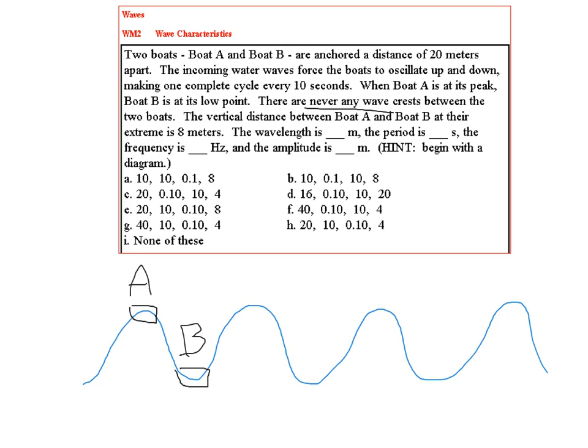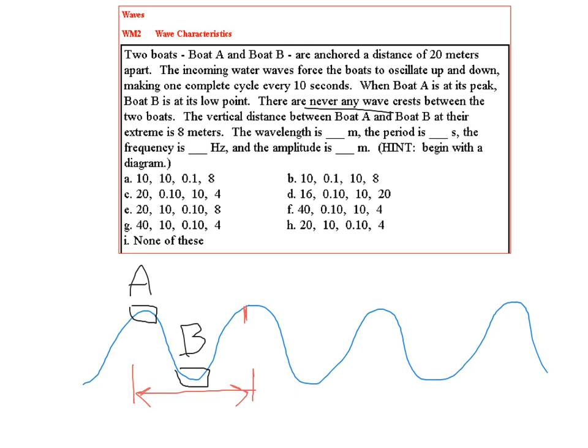So now let's see what we know about this if we think about wave properties. They're going to first ask about the wavelength. And you should know that the wavelength is the distance between 2 adjacent crests or 2 adjacent troughs. So we would draw a wavelength about that far. But notice that's not how far apart the boats are. 20 meters is how far apart the boats are. So if 20 meters is between A and B, we need another 20 meters to get all the way over to the next wave crest. And that's how we would get the wavelength.